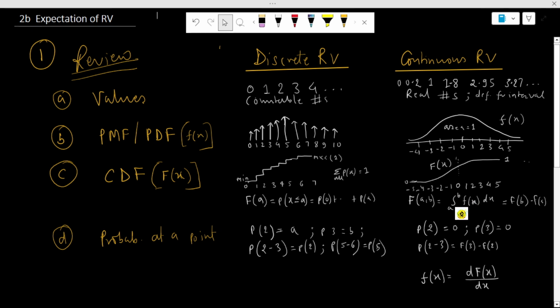And as already mentioned, the continuous random variable is defined within an interval. So the probability for this interval a to b is given when we integrate from a to b, and this f of x is the probability density function. And this is equal to the cumulative function of the highest minus the cumulative function of the lowest.